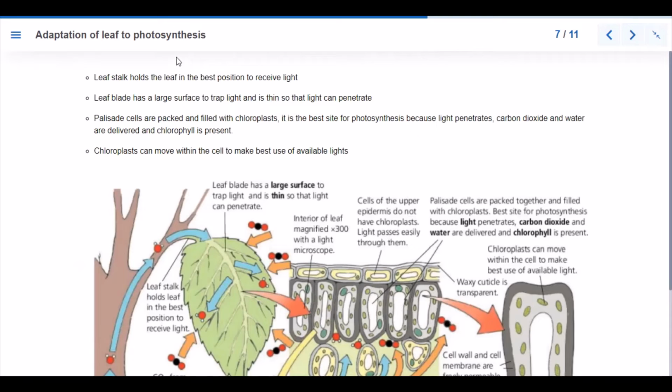The adaptation of the leaf to photosynthesis. A leaf has a stalk which holds the leaf in the best position to receive light. A leaf blade has a large surface to trap light and it is also thin so that light can penetrate through it. Palisade cells found in the leaf structure are packed and filled with chloroplasts. It is the best site for photosynthesis because light penetrates, carbon dioxide and water are delivered, and chlorophyll is present.